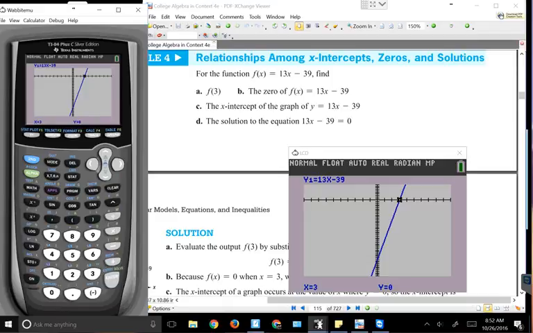Guess what? 3. They're all the same thing. They all mean the same thing. They all represent the same thing. Okay? It's just different ways of stating the same question.